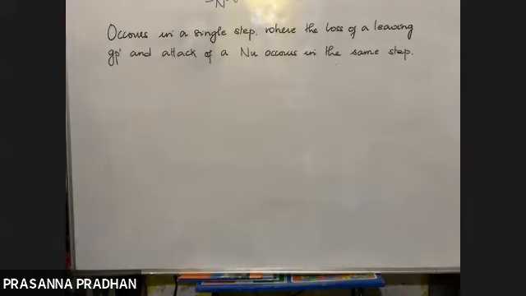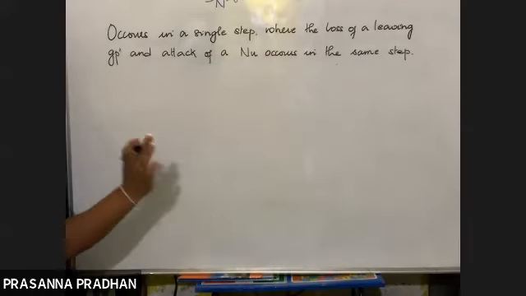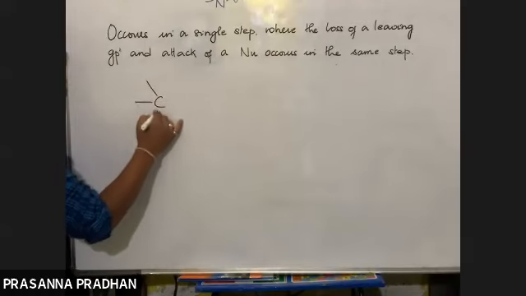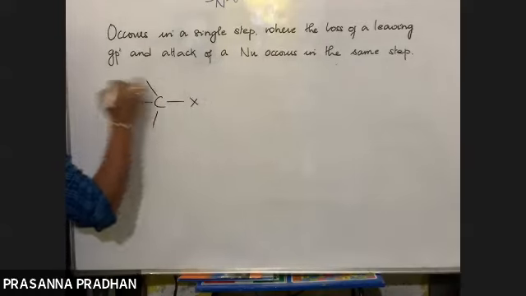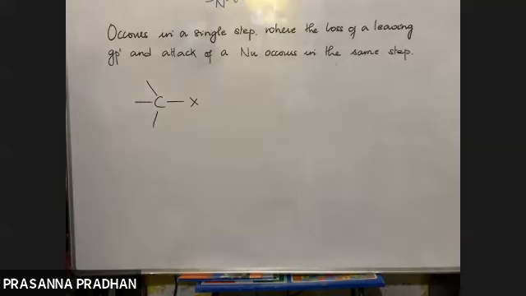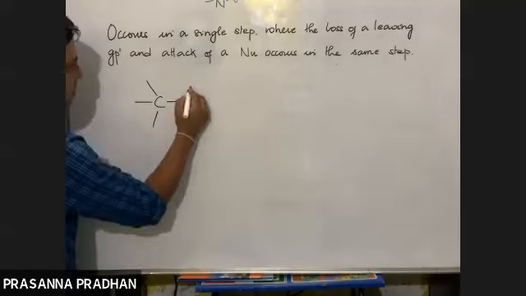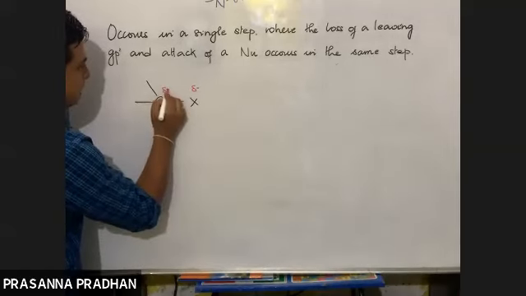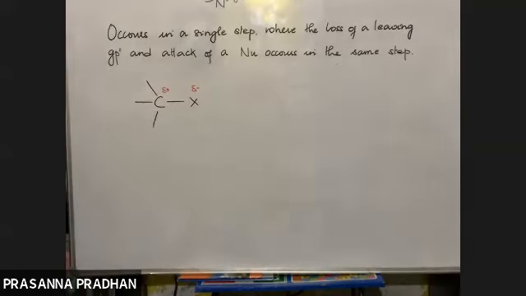So what does this mean? Let us see now. Listen very carefully, it's going to be very important. So we have an alkyl halide, and we have discussed time and again that this bond is polar in nature. Why is it polar in nature? Because of electronegativity difference.